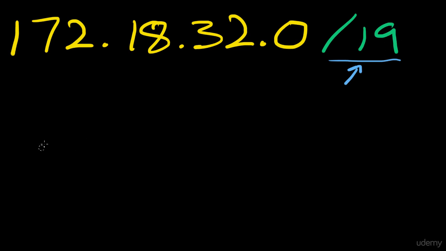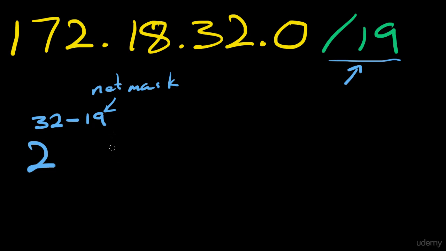So with this prefix length, what we do is we take 2. The IP address has 32 bits in it. We minus 19, the prefix length, because 19 is the number of network ID bits in the IP address. This is the network mask. 32 minus 19 is 13. So this all works out to 2 to the power of 13. We have 13 host bits here.